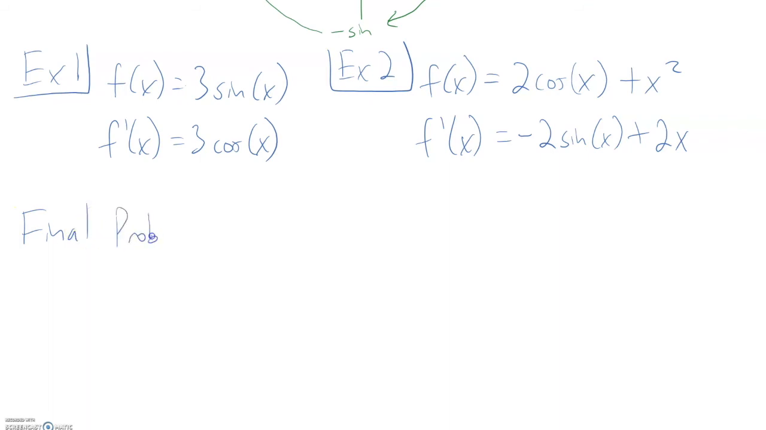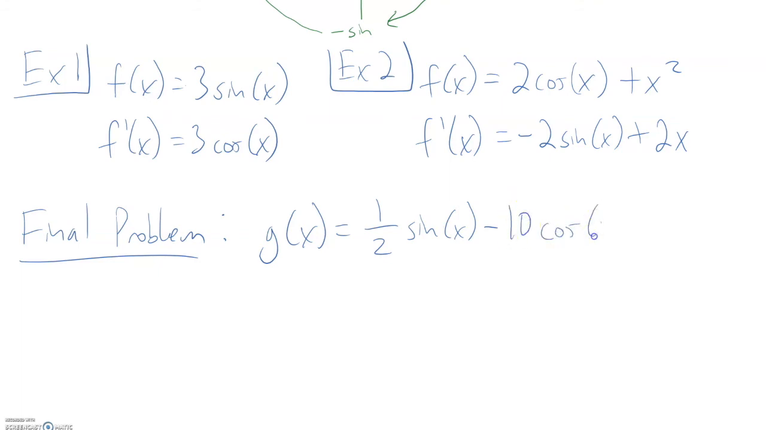So let's set up one more problem putting everything together. We'll set up g of x equals 1/2 times sine of x minus, let's go with 10 times cosine of x, and we'll go ahead and add on a power term. Let's go with 2x to the 4th.